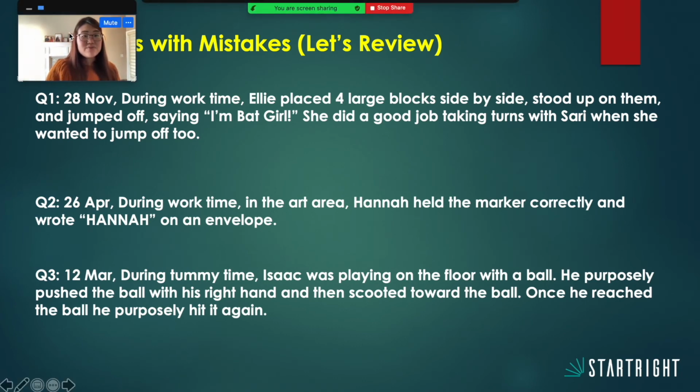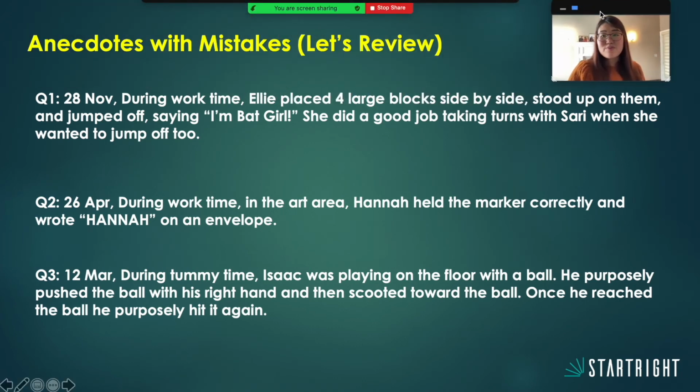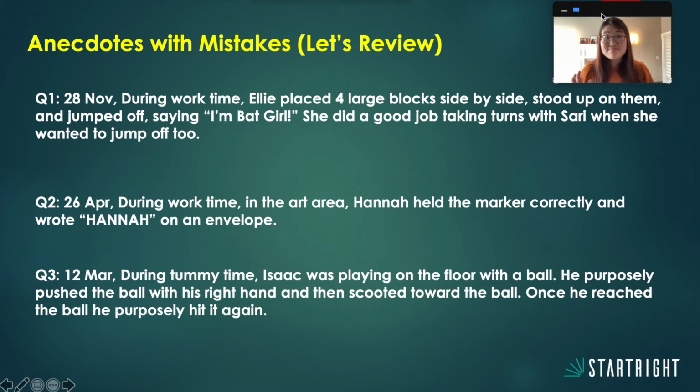Alright, let's review. I hope you got to discuss some things with the teachers. Alright, anecdotes with mistakes. The first one, question 1, 28 November. During work time, Ellie placed 4 large blocks side by side, stood up on them, and jumped off, saying, "I'm bad girl!" She did a good job taking turns with Sari when she wanted to jump off too. So what is the mistake here?